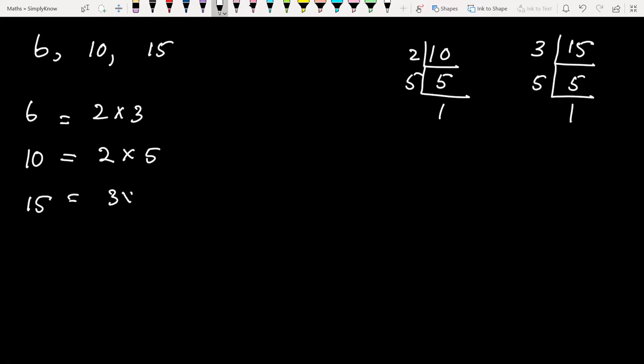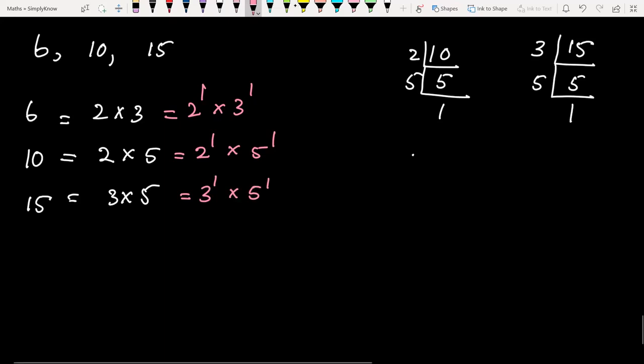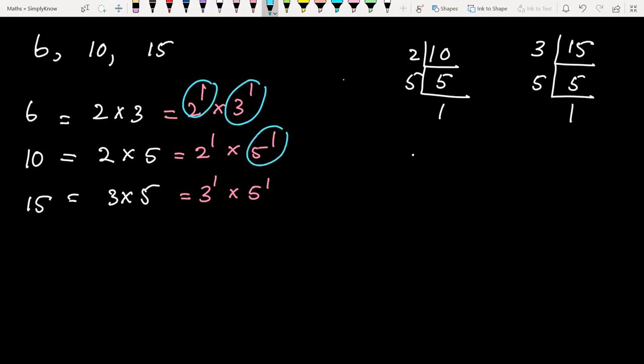So 3 times 5. Now let's write as a product of powers. Here is 2 to the power 1 times 3 to the power 1. Then here it is 2 to the power 1 times 5 to the power 1. And here it's 3 to the power 1 times 5 to the power 1. Now what are the greatest powers of each prime factor? Greatest power of 2 is 2 to the power 1. Even greatest power of 3 is 3 to the power 1. Also, the greatest power of 5 is 5 to the power 1.